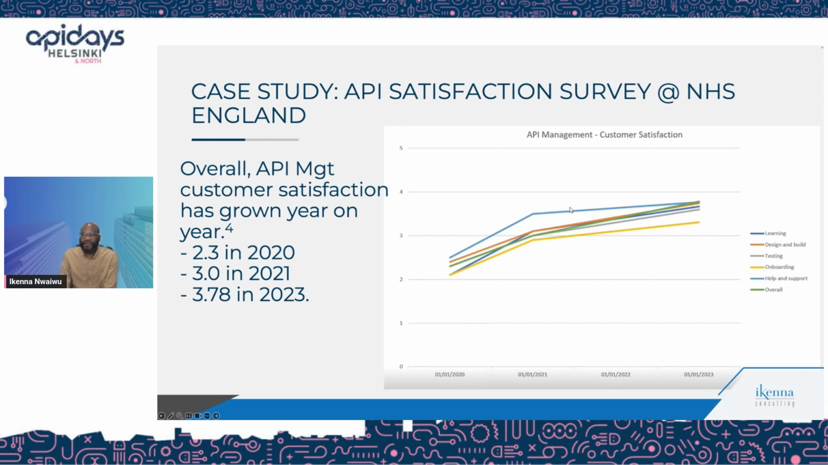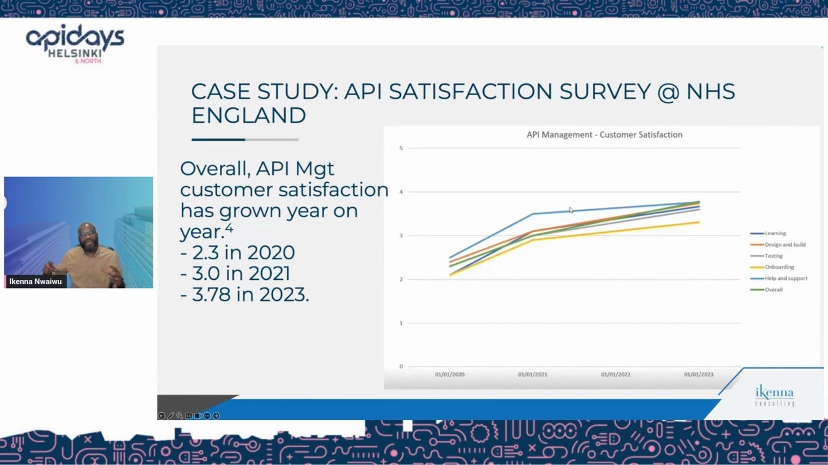They've been measuring what they call their overall API management customer satisfaction. They've been doing this for several years, and the results of their survey are public. You can see how it's gone from 2.3 in 2020 to 3.78 in 2023, the average score. And they measure these metrics across different levels. They call it learning, design and build, testing, onboarding, help and support, and then some sort of overall score.